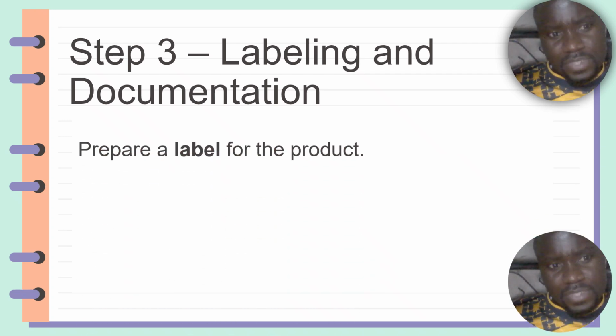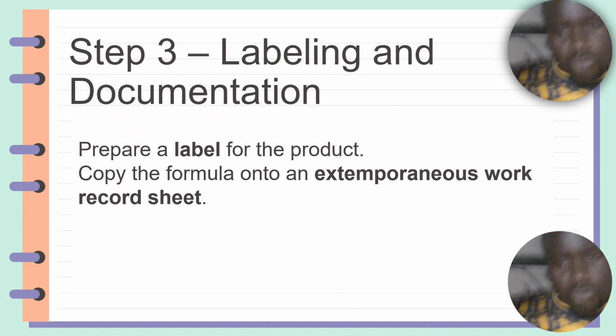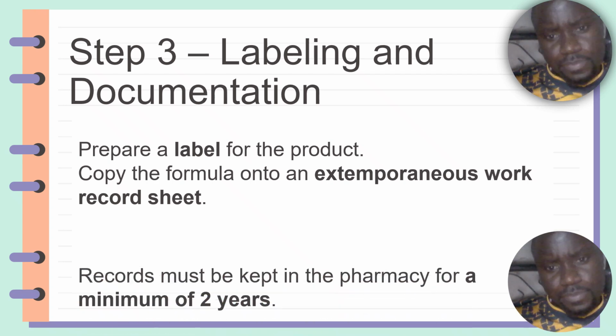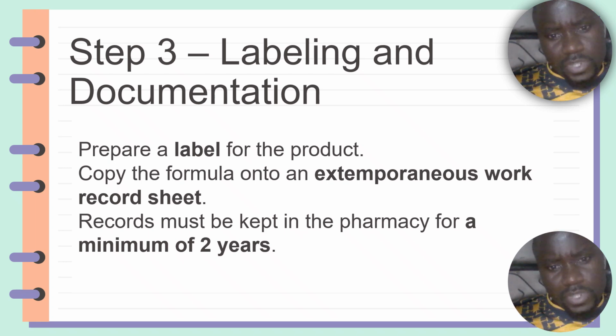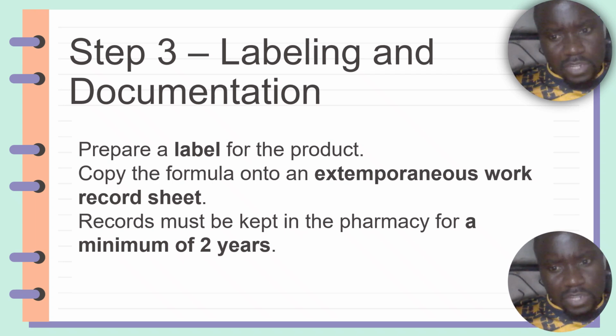The next step is labeling and documentation. And by now, you should have already learned that we do not prepare a label after we have compounded. We prepare a label in advance. And then we also need to copy the formulae of what we are going to produce. We copy it on our record sheet for the extemporaneous preparation work that we are going to do. Because recording is very, very important, and this has to be kept in the pharmacy for a minimum of 2 years. This is crucial also for purposes of pharmacovigilance, and we have to do that.